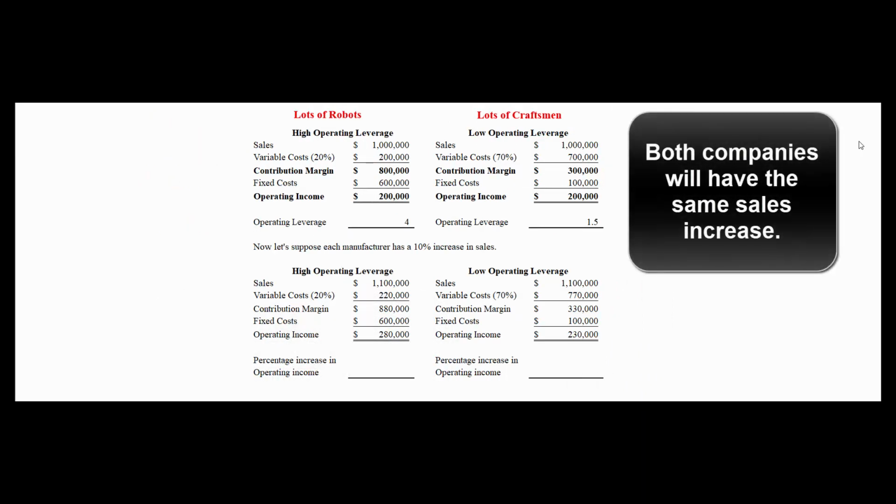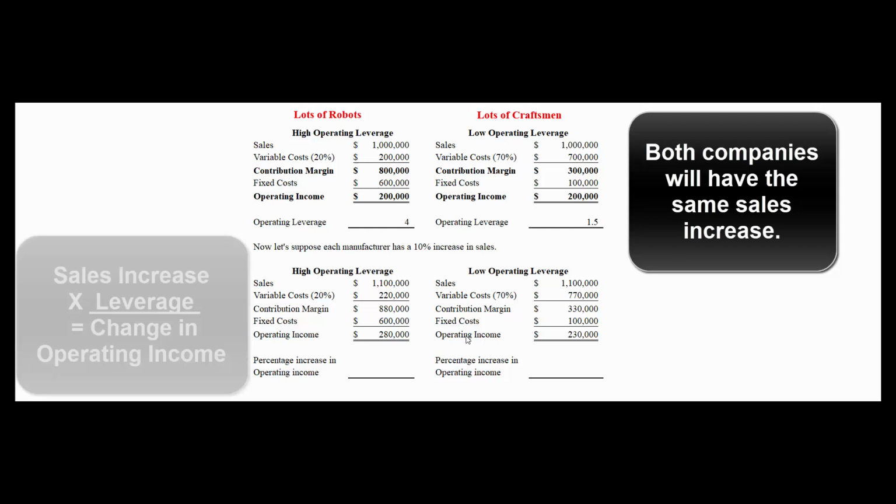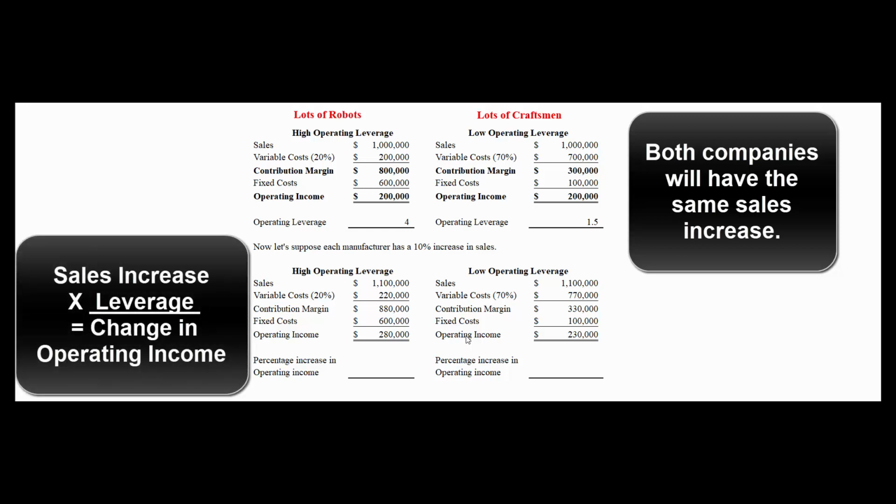Suppose each of these manufacturers has a 10% increase in sales. So sales go from $1 million to $1,100,000. We can construct these new income statements doing all the calculations, or we can use this cool shorthand system where we simply take operating leverage and multiply it times the increase in sales.